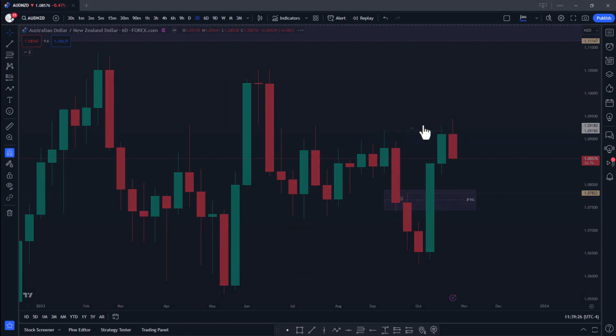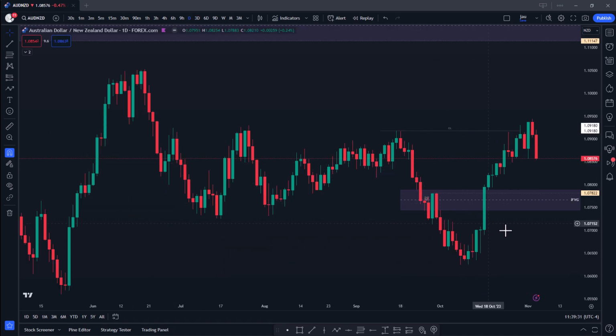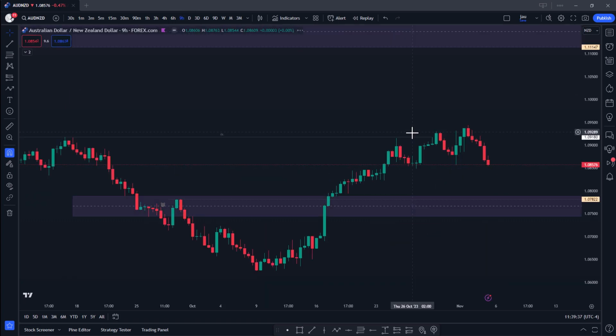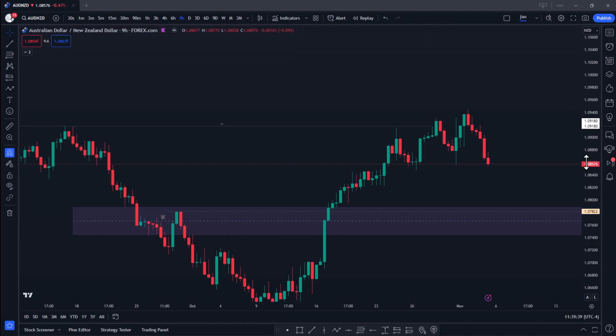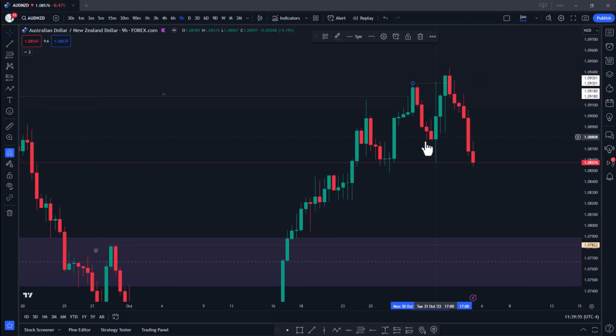We can see the turtle soup is clear on most of these time frames, and now that we're on the daily, we can also see the sharp displacement to the downside. Let's see what we have on a 9-hour chart. On the 9-hour chart, we can see the same thing, the same concept, a sweep in liquidity. At that point, a displacement lower, but we have not closed below a swing low yet on a 9-hour chart.